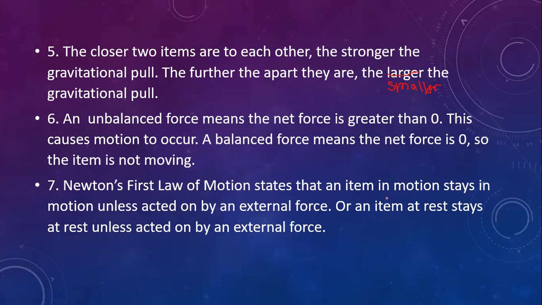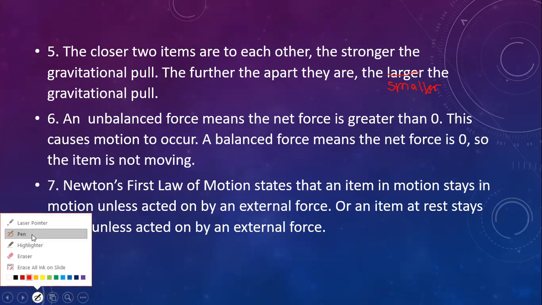So remember, if an item is moving in a certain direction caused by a force, this means that there's an unbalanced force happening, meaning that the net force is greater than 0. No motion, net force is 0. And Newton's first law applies to this. Newton's first law states that an item in motion stays in motion unless acted on by an external force. This also means that an item at rest stays at rest unless acted on by an external force.